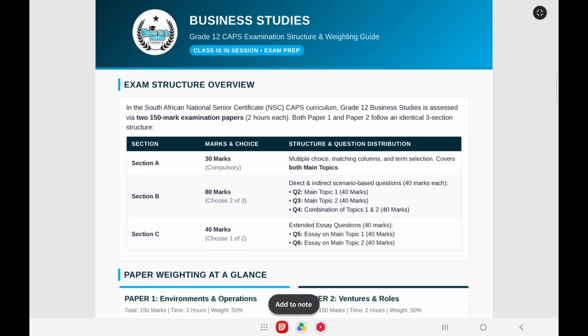We have the exam structure overview. In the South African National Senior Certificate NSC CAPS curriculum, grade 12 business studies is assessed via two 150-mark examination papers, 2 hours each. Both paper 1 and paper 2 follow an identical 3-section structure.